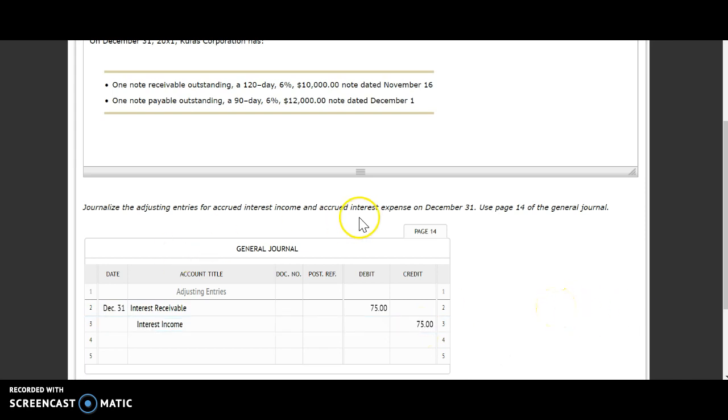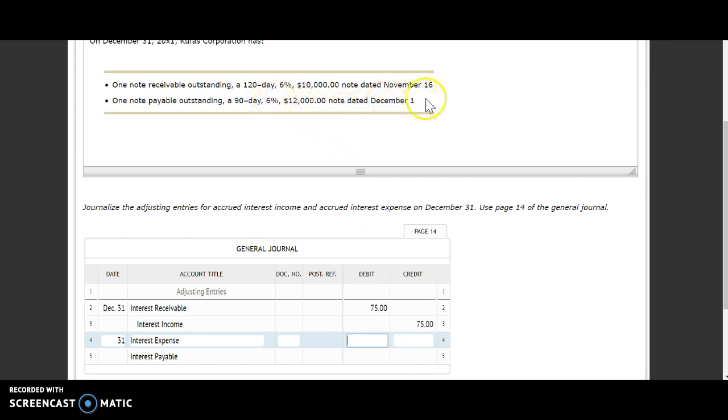My next one is I need to record my accrued interest expense. So I'm going to just put in the date, the 31st. When we're doing interest expense, I'm going to have a debit to interest expense, and a credit to interest payable. Again, I don't have a source document because it's an adjusting entry, and I need to then figure out what my number is. So I'm going to do the same thing.